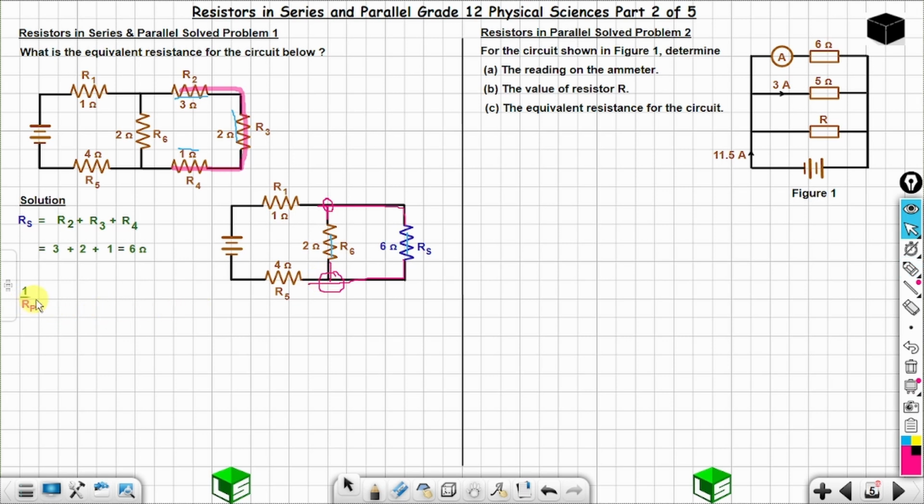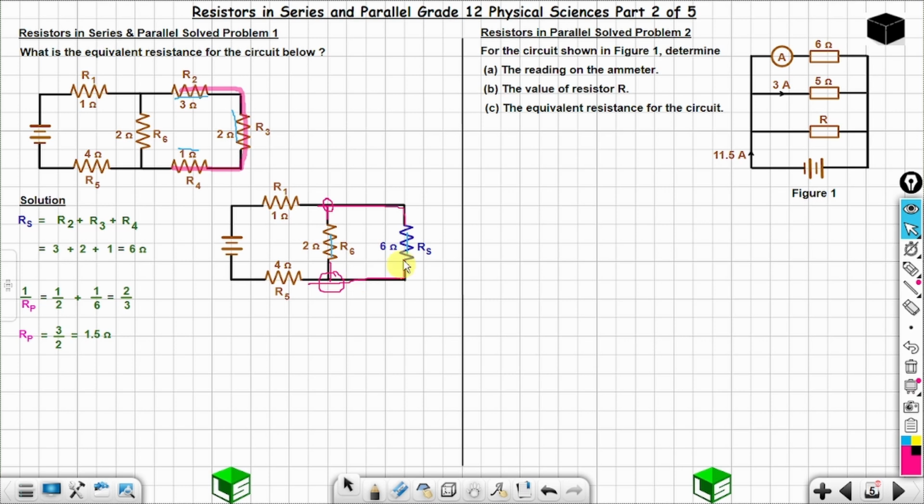So you are going to use this formula. This is equal to 1 over 2 plus 1 over 6. For parallel connection, you are going to have 2 over 3. So you need RP, not 1 over RP. RP is equal to, you are going to flip. So you are going to have 3 over 2, which is equal to 1.5 ohms.